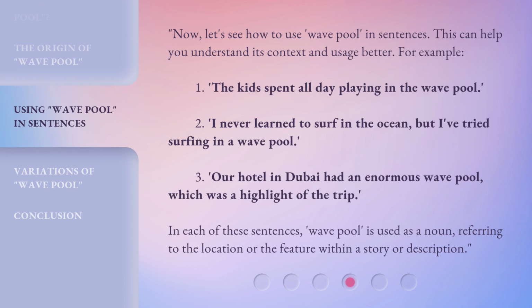Now, let's see how to use wave pool in sentences. This can help you understand its context and usage better. For example, 1. The kids spent all day playing in the wave pool. 2. I never learned to surf in the ocean, but I've tried surfing in a wave pool. 3. Our hotel in Dubai had an enormous wave pool, which was a highlight of the trip. In each of these sentences, wave pool is used as a noun, referring to the location or the feature within a story or description.